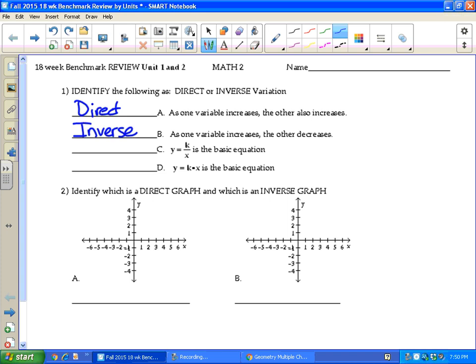All right. Letter C, the equation works that way too. Y is up when X is down. K is your constant. That is also inverse. All right. And number 4, when Y is up, X is up. So if X gets bigger and bigger, the Y answer is also going to get bigger and bigger. That is how direct works.